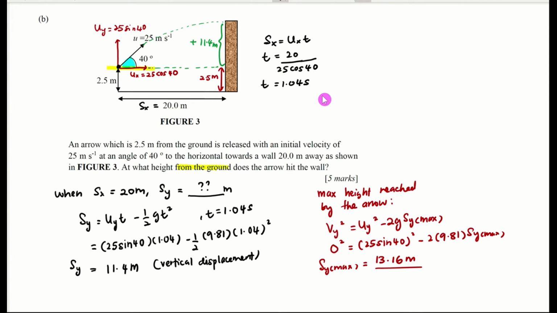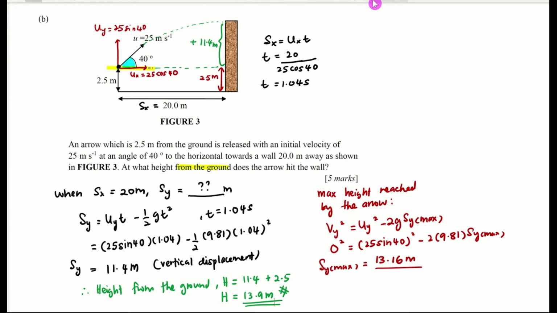Dia tak ada pun turun ke bawah ke, tak ada. Okay. So maknanya dia naik ke sini and then arrow dia terus kena kat sini. So which is 11.4 meter. Okay, kalau mungkin dinding ni tak ada, dia akan terus lagi bergerak sampai maximum height 13.16 meter. So therefore, the height, okay, from the ground, okay, is actually equal to, okay, 11.4 meter plus 2.5 meter. Okay, therefore, the answer is 13.9 meter. Okay. 13.9 meter. Okay. So 13.9 meter is the answer.